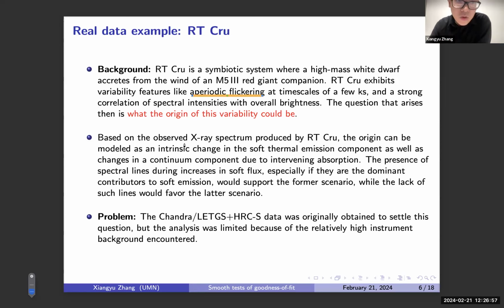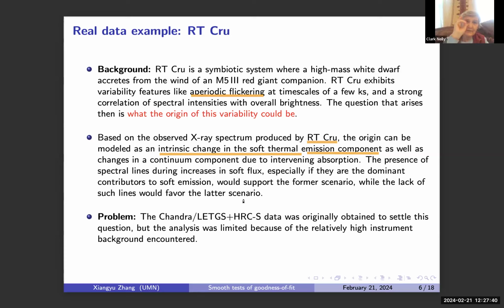To answer this question, based on the observed X-ray spectrum produced by RT Cru, the origin can be modeled as either an intrinsic change in the soft thermal emission component, which is one potential source, or changes in the continuum component due to intervening absorption. The presence of spectral lines during the increase of soft flux would support that it originates from the intrinsic change in the soft thermal emission, while the lack of such lines would favor the latter scenario.